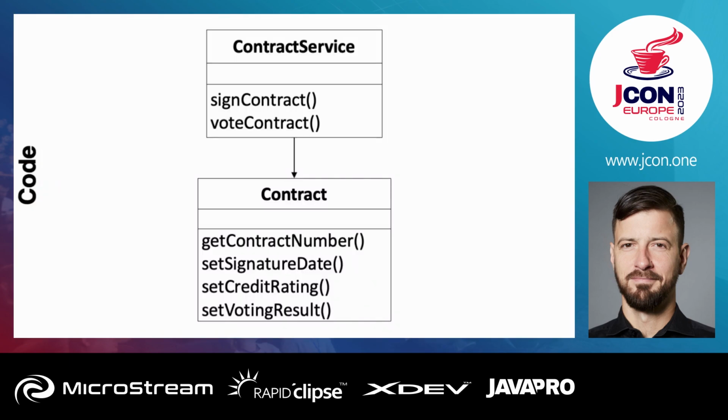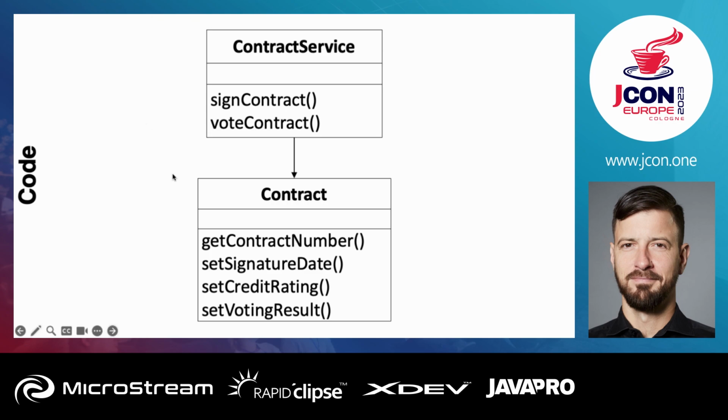So we have to look into the classes, of course, and here we look at some of the details. In a real system, there would be much more code, of course. So we see in the contract service, there's a sign contract method and a vote contract method. We've seen earlier, well, the customer is signing contracts and the risk manager is voting contracts.